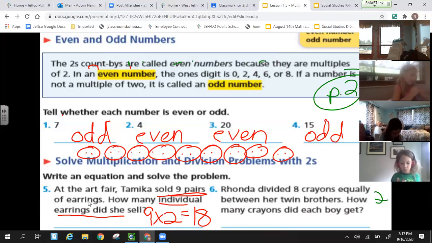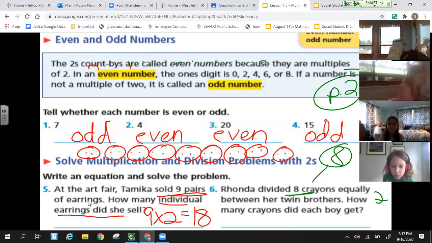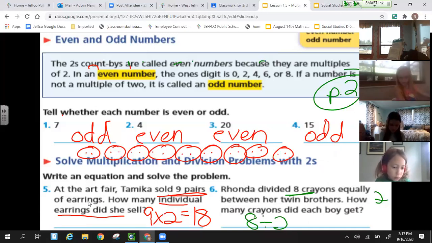All right, last one on this one. Rhonda divided 8 crayons equally between her twin brothers. How many crayons did each boy get? She has 8. Let's do an equal shares drawing. Let's divide them up. It says divided. We know we have 8. We're going to divide them by 2, because twins means what? 2.